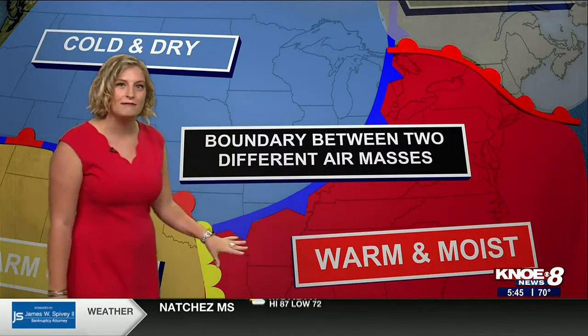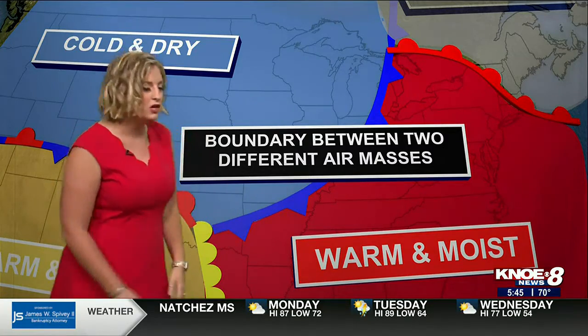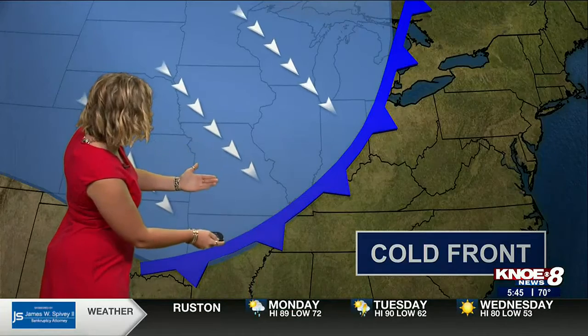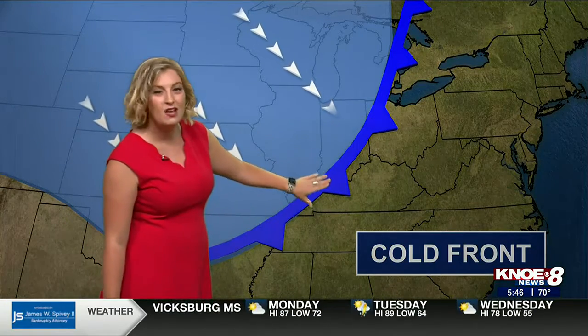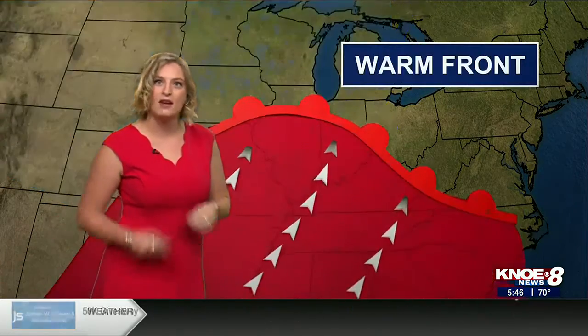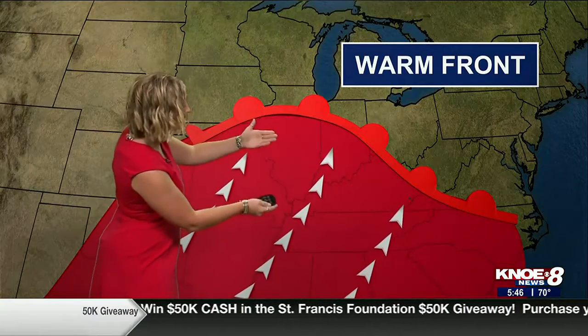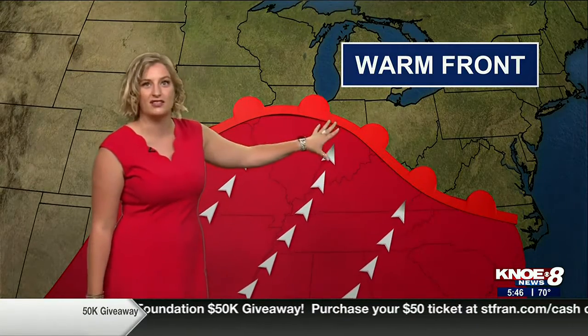And when we start to see a difference in the air mass, we also start to see a difference in our weather pattern. So when cold fronts move through, they bring in cooler and drier air. A cold front can be depicted as a blue line with a triangle pointed in the direction that the front is moving. On the opposite side, we have warm fronts driving in moist and warm air, depicted as a red line with little half circles pointed in the direction that they're going.